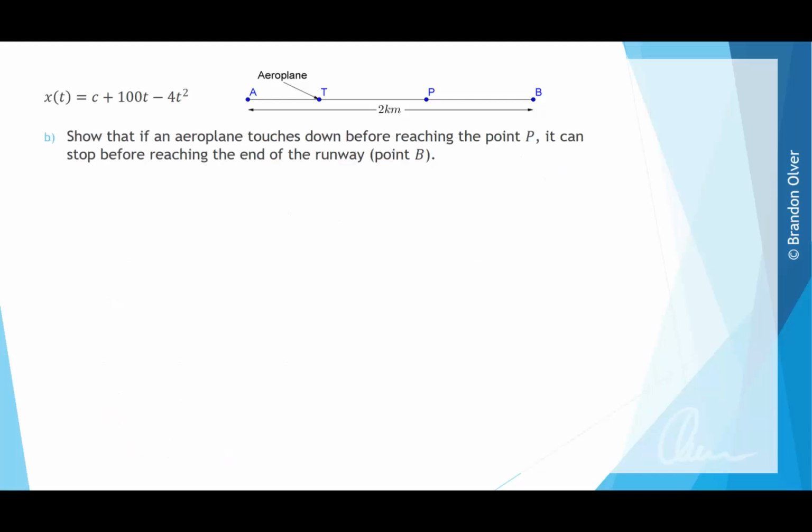So for part B, we're asked to show that if an aeroplane touches down before reaching the point P, it can stop before reaching the end of the runway. If we go back up to our diagram for a moment, we know that the distance of the point P from the point A was 1,344 meters. Therefore, the plane has 2,000 minus 1,344, which equals 656 meters to slow down. So that's the distance here that it has to slow down within. So that is 656 meters.